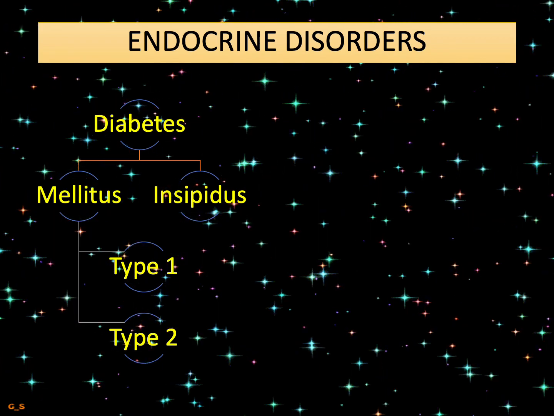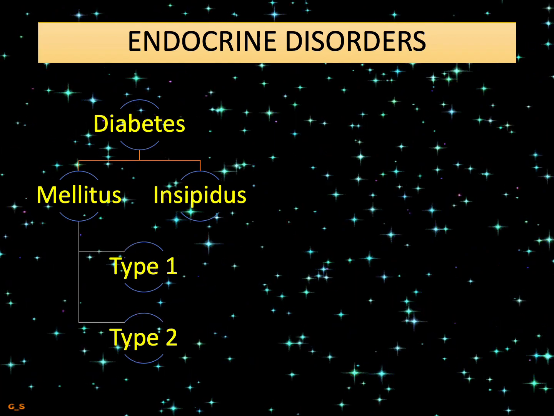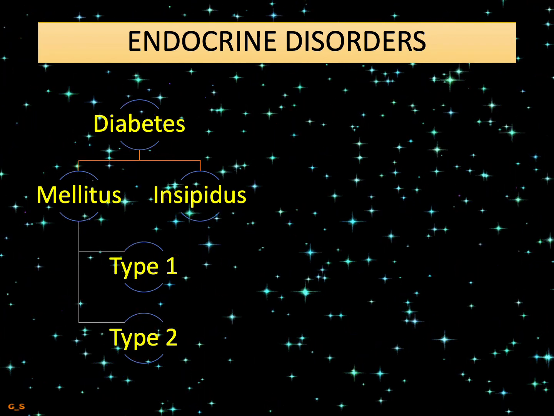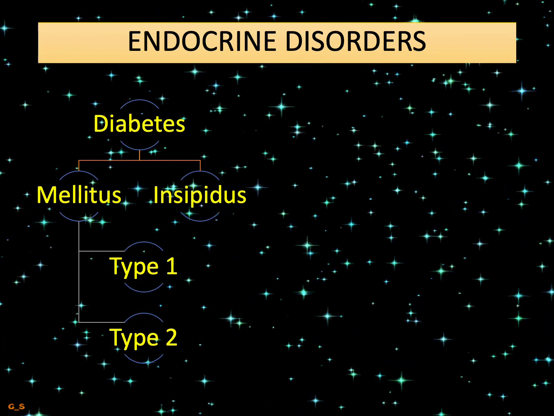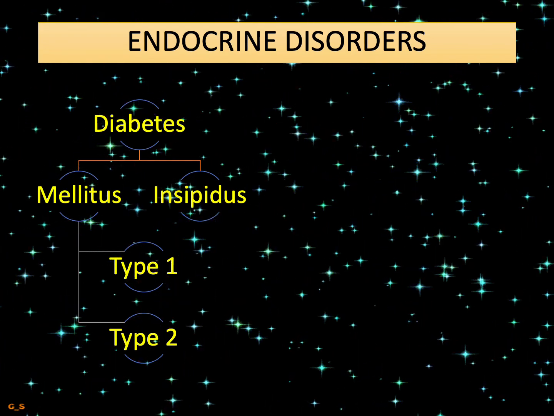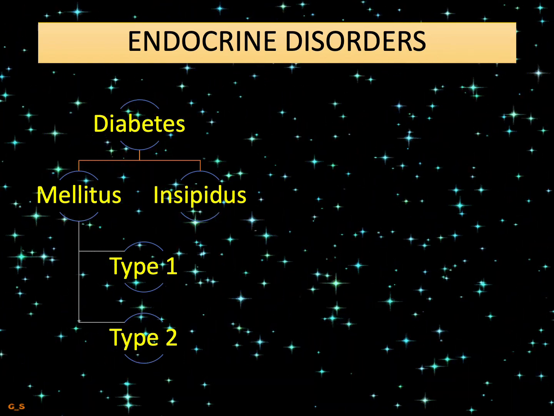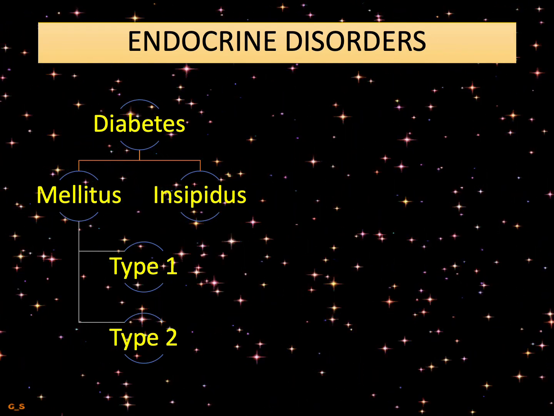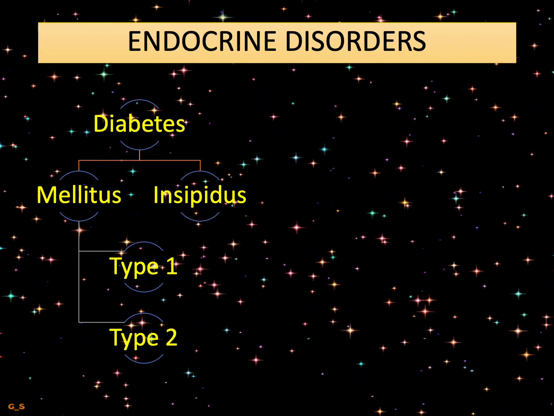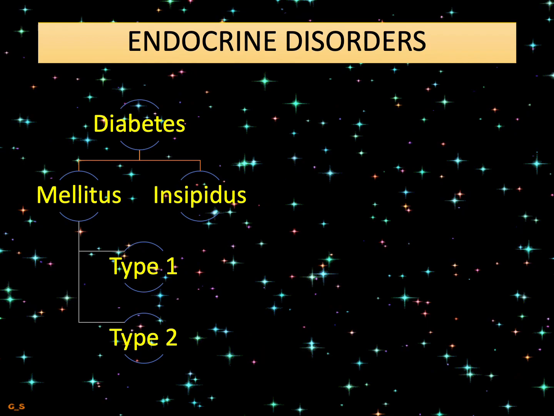Diabetes mellitus is a complex metabolic disorder characterized by chronic hyperglycemia. It occurs by diminished insulin production or by diminished insulin action. Diabetes mellitus can further be of two types, of which type 2, non-insulin dependent diabetes mellitus, is the most common form of the disease.